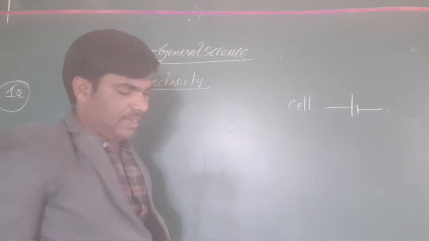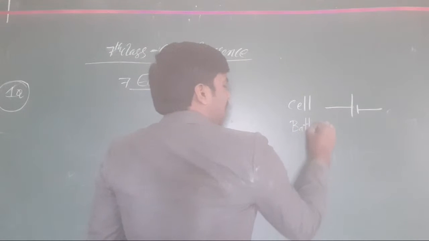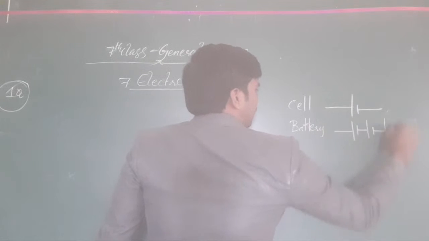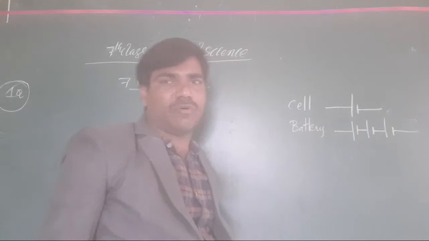There is a cell, and next one is a battery. The battery is different from the cell. A combination of cells is called a battery. Already we have discussed it, either in series or in parallel. It is called a battery only.